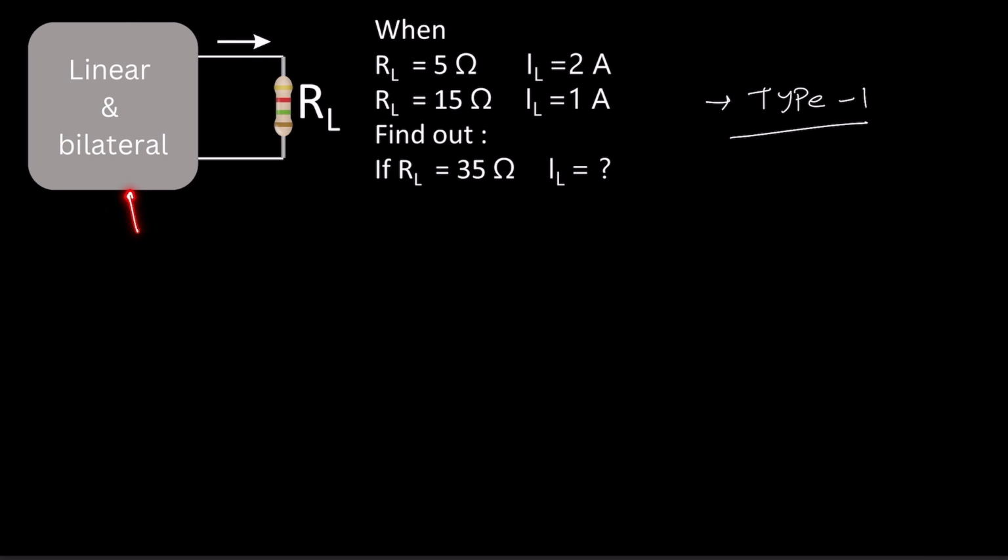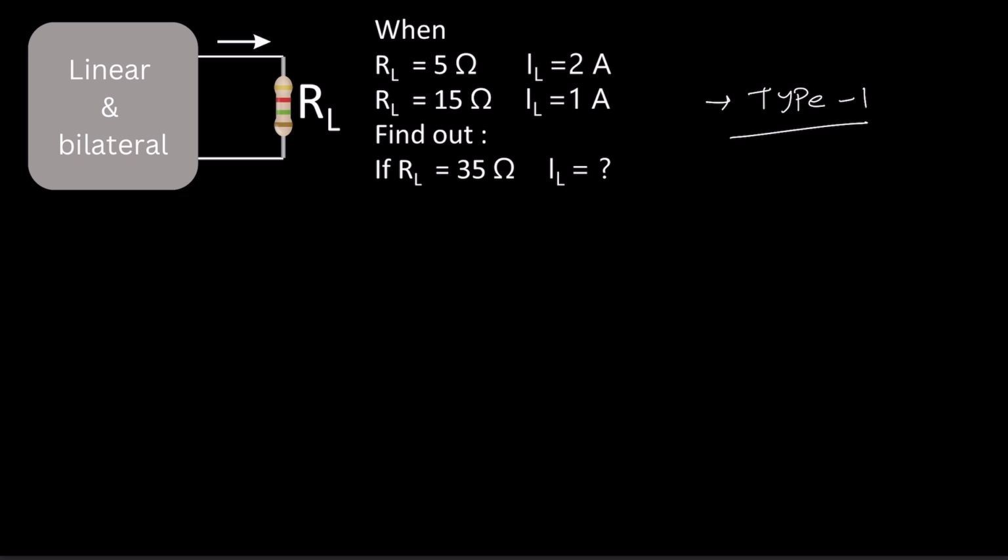In this type of question, they will not tell you what is inside this black box. We need to consider it as a black box. That means inside this one, anything can be there, but they will not tell you what is inside. They just tell you the value of load resistance and the value of load current, like this, and ask you to find the load current when the load resistance is 35 ohm. This is a type 1 problem. So now let's solve this problem.